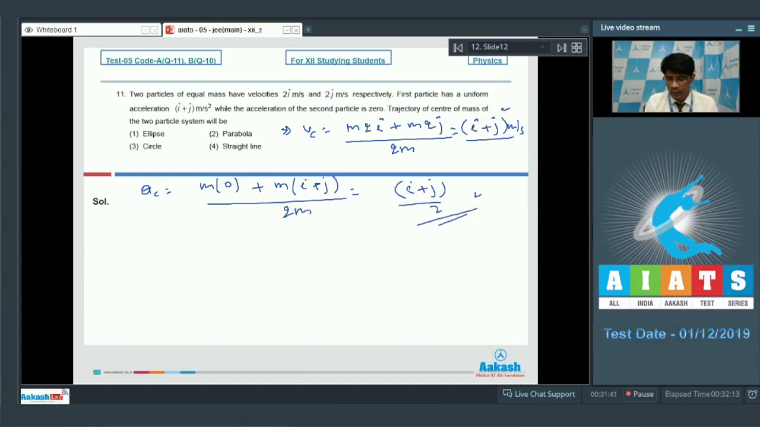Now what we see here is that the velocity and the acceleration are in the same direction. So just by looking at this part only, we are confirmed that the center of mass will be moving in a straight line. So for question number 11, option 4 is the correct answer. Now we shall proceed to question number 12.